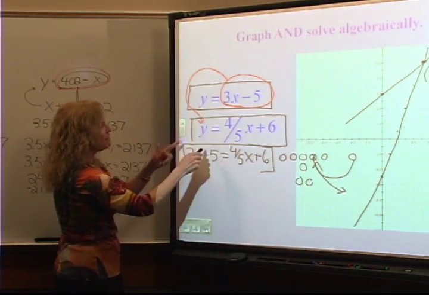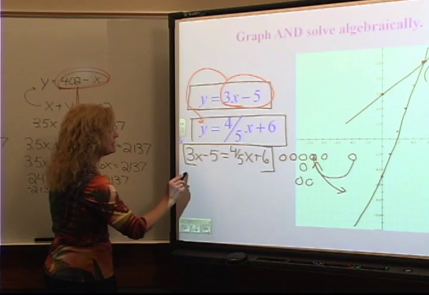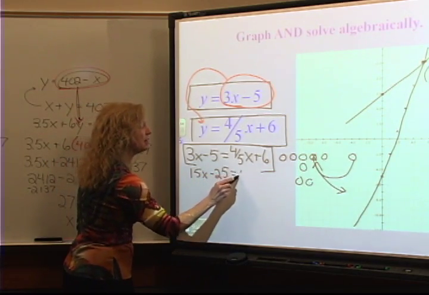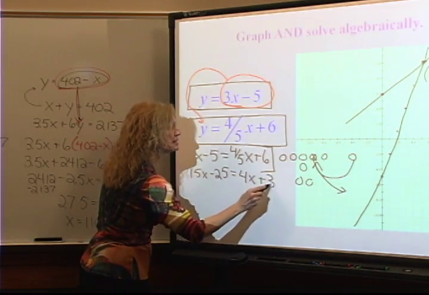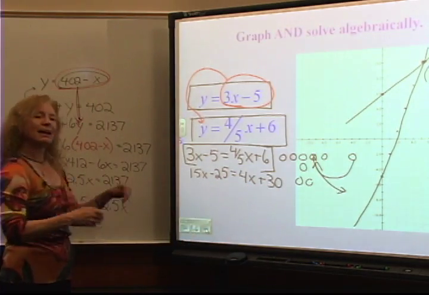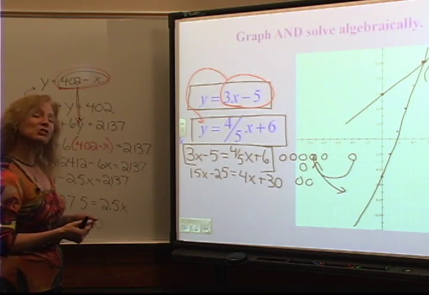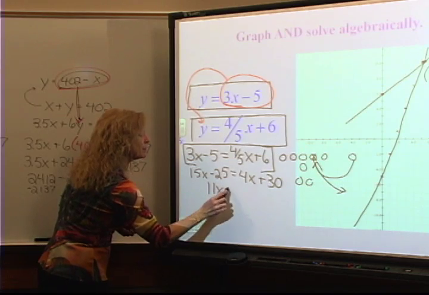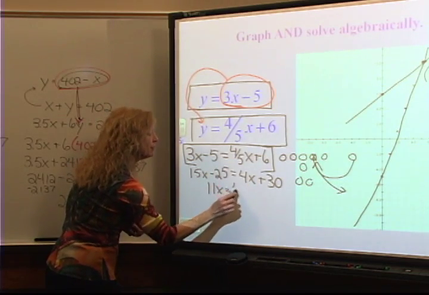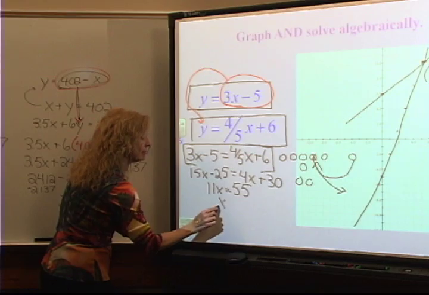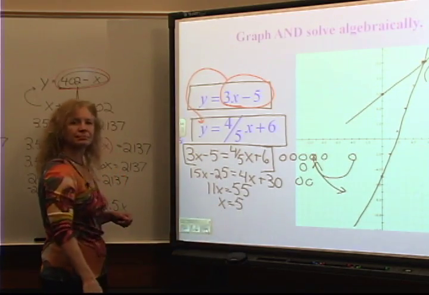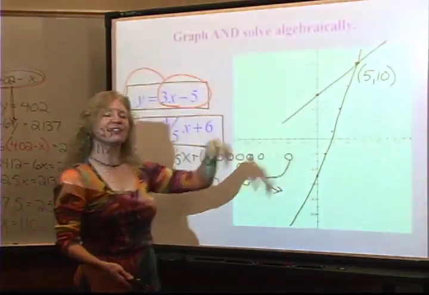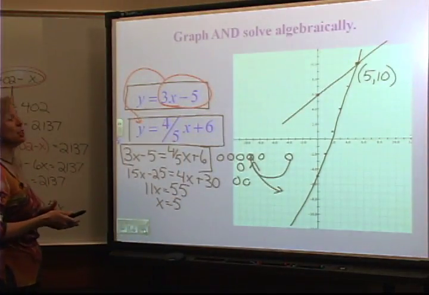So multiplying a 5 all the way through on both sides, I get 15x minus 25 is equal to 4x plus 30. And yay, all the fractions are gone. So I get 11x is equal to, add over, 55. X is 5. Now I know you say, well, I already knew x was 5. That's okay, this is verification.